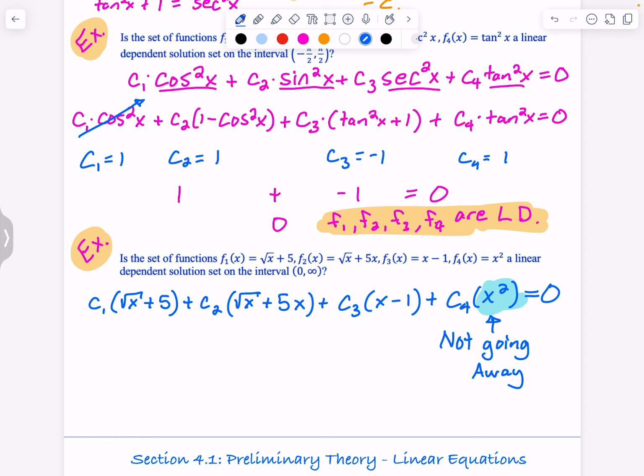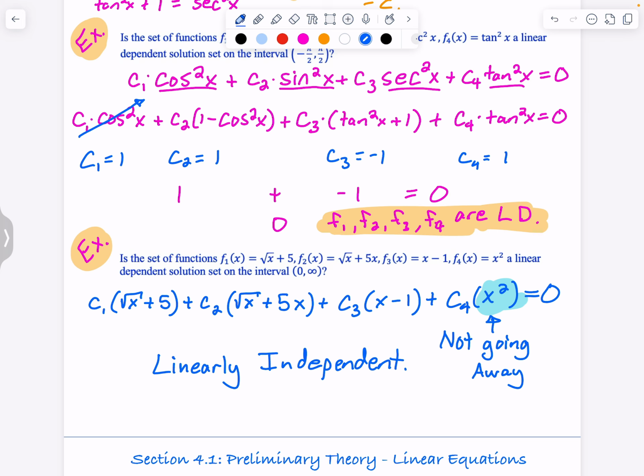It's not going away. So what this means is that they are linearly independent. So they cannot be made from each other, as what we just saw. We can't get them to cancel out. Okay, so this is great when the problems are like this. You know, that's not too bad. They're not horrible. It's doable.